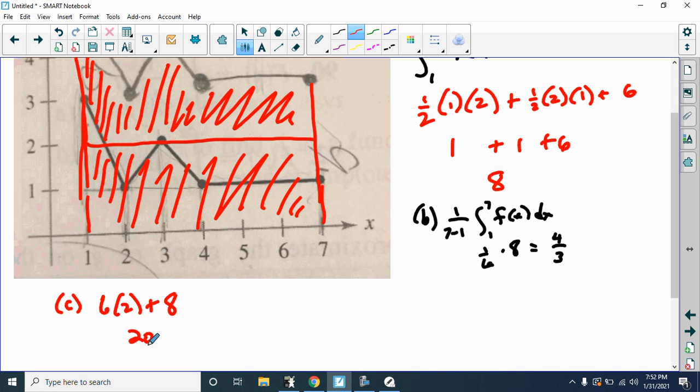And then for the average value, we would do 1 over 6 times the integral. 1 over 6 times 20, which is now 10 over 3.